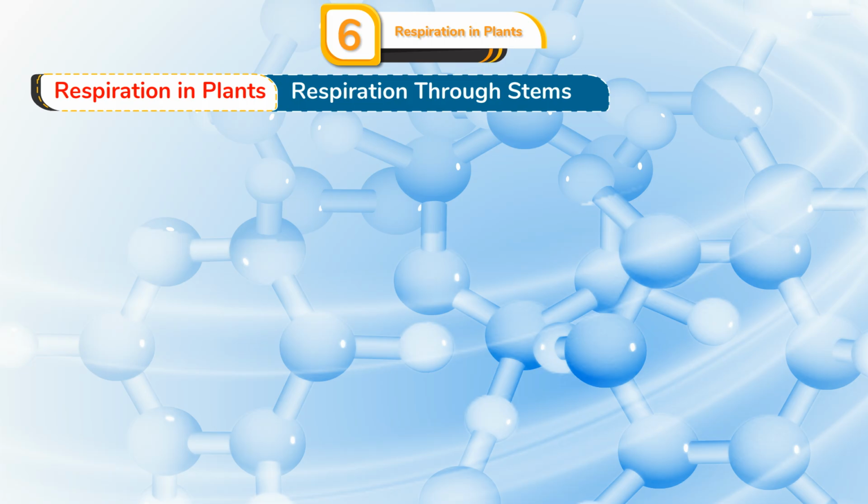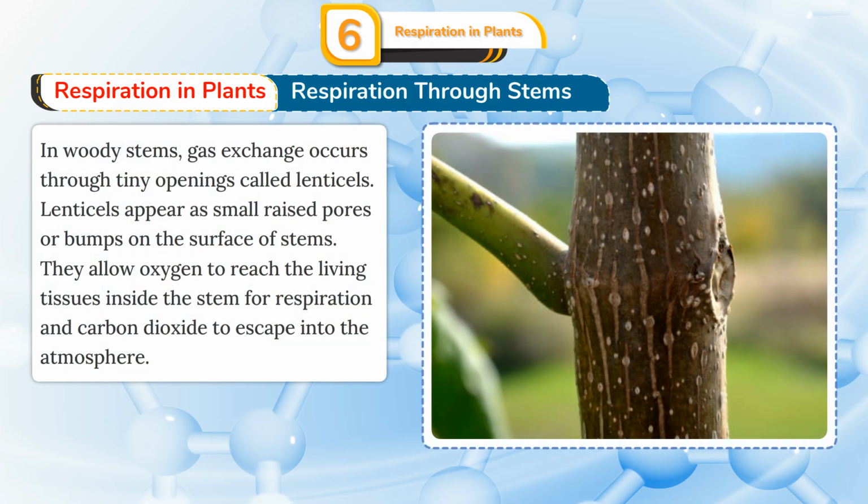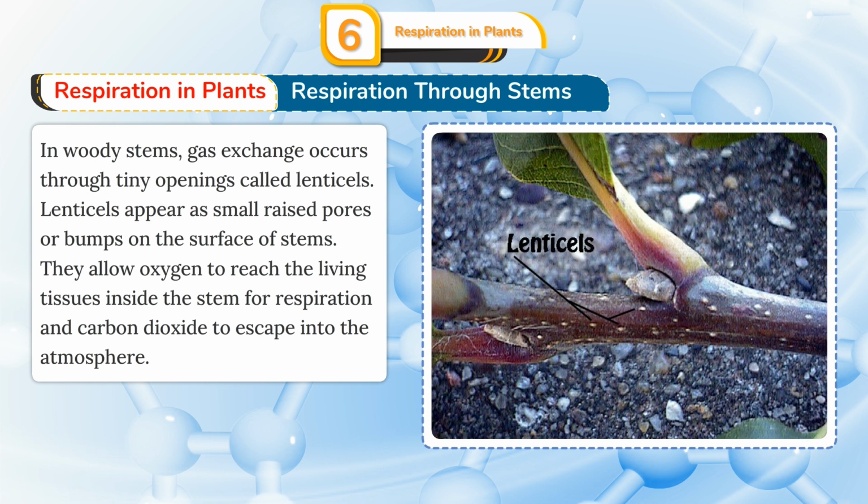Respiration through stems. In woody stems, gas exchange occurs through tiny openings called lenticels. Lenticels appear as small raised pores or bumps on the surface of stems. They allow oxygen to reach the living tissues inside the stem for respiration and carbon dioxide to escape into the atmosphere.